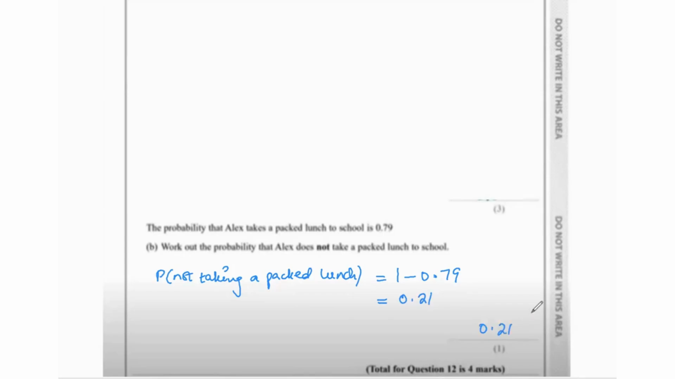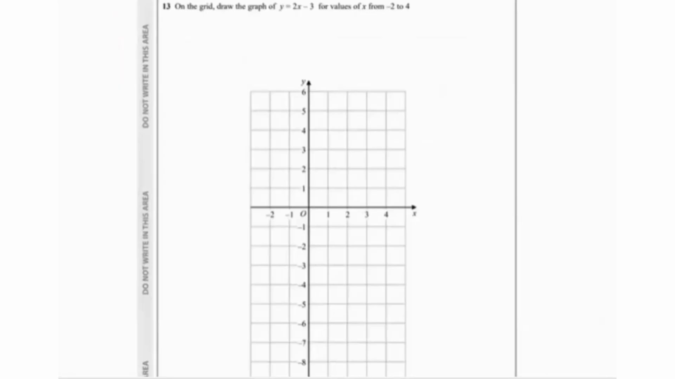So remember, if they have given you the probability of an event happening and they're asking you the probability of that event not happening, you will subtract the probability from one to get the other one. Then question 13 says, on the grid, draw the graph of y equals 2x minus 3 for values of x from negative 2 to 4.